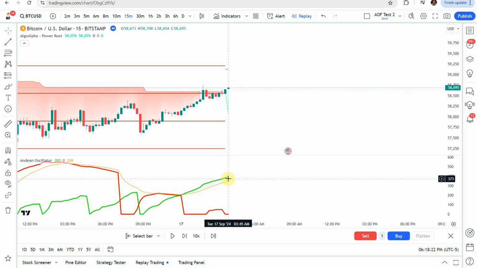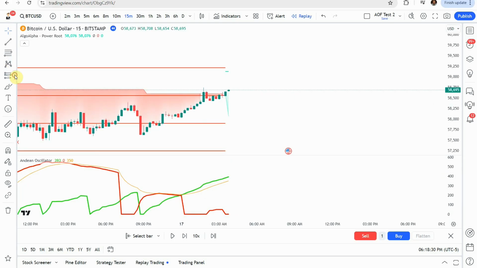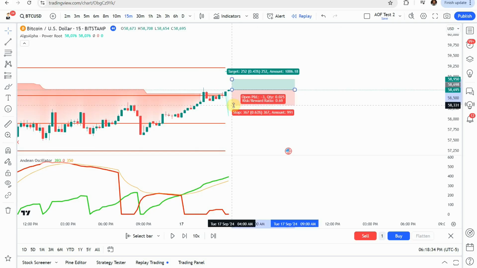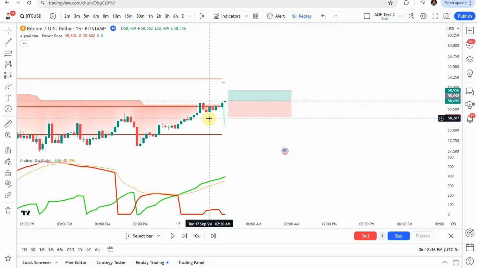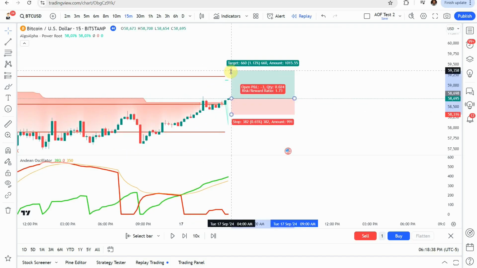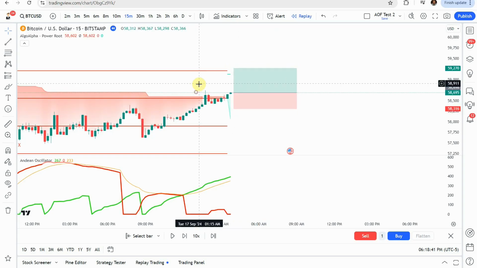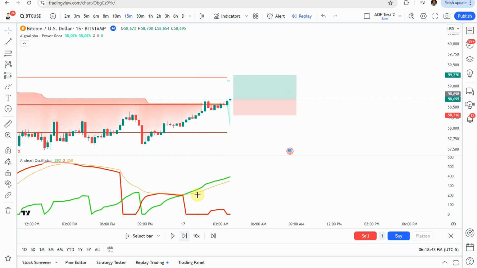Then I look down to the Andean oscillator, and I want the green line to be above both the orange and the red line, like it is here. And so when those line up, that'll be the signal to then enter into a long. I'm going to put my trade right there, put my stop right below this pivot, and I'm going to target a 1 to 1.5 risk reward, putting it right about there. Let's play this forward and see how it plays out.